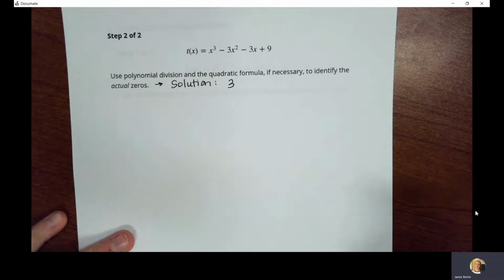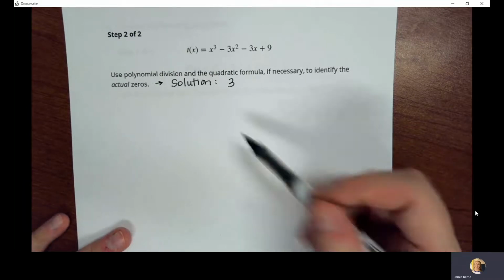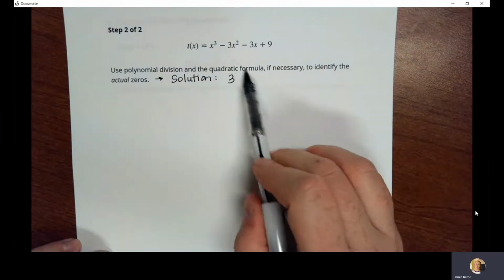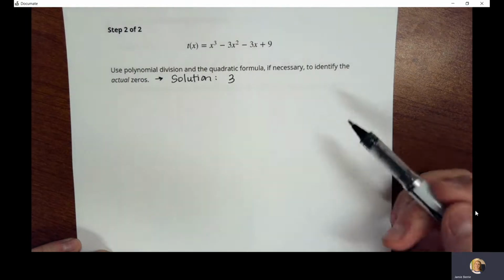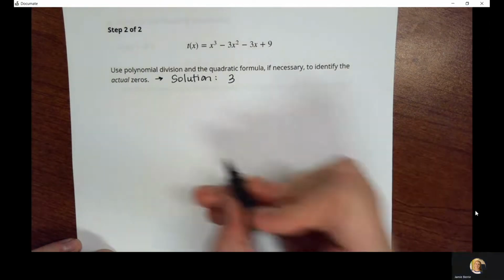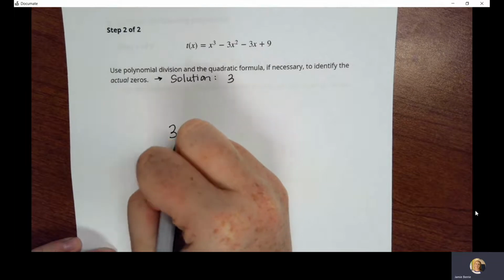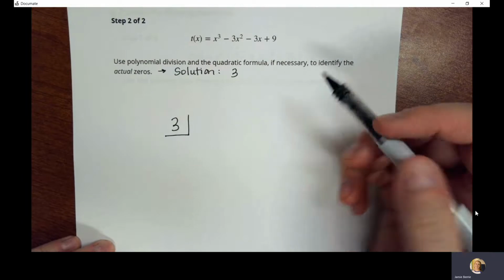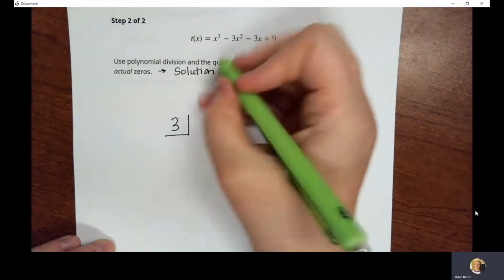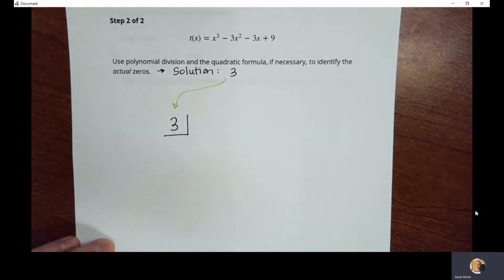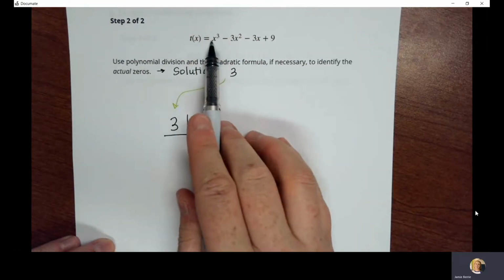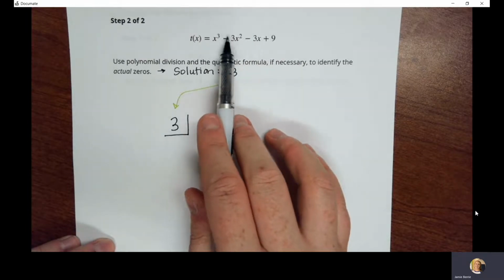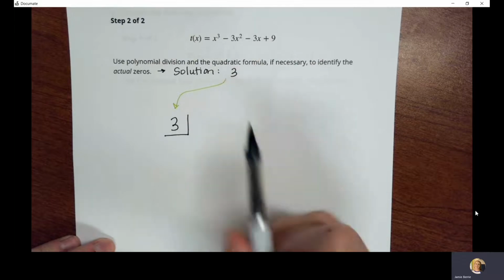And again, we knew that because when we looked at the table in our calculator, 3 was the only one that gave us back 0. So we're going to use this number to set up synthetic division. 3 is going to be the little number that goes in the box. Whatever that 0 was that you found goes in the box. Then for synthetic division, we take the coefficients of our polynomial. So that's 1, -3, -3, 9.